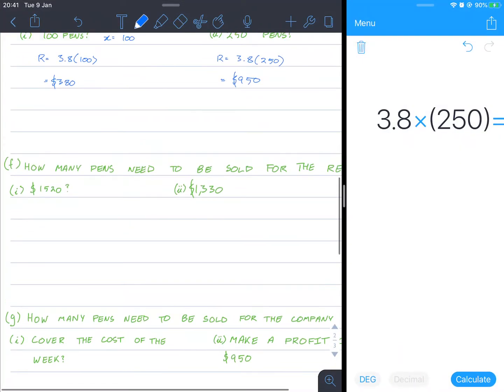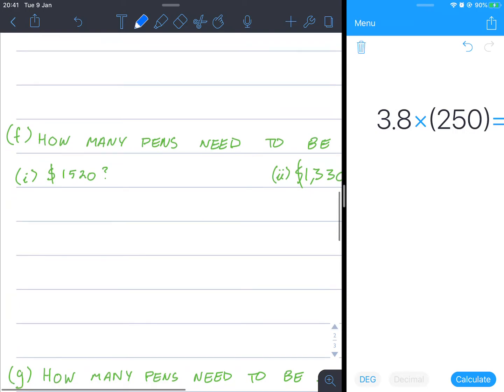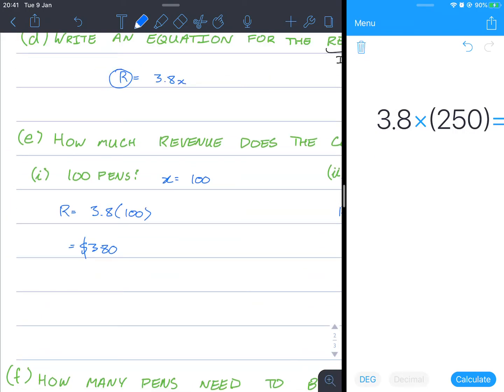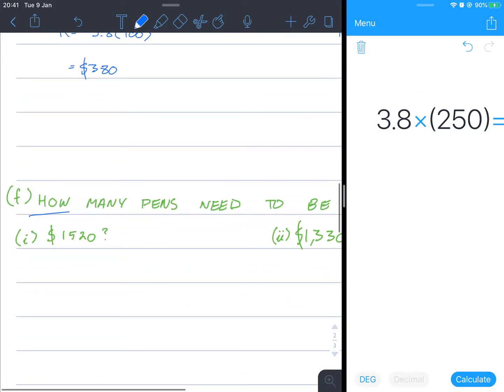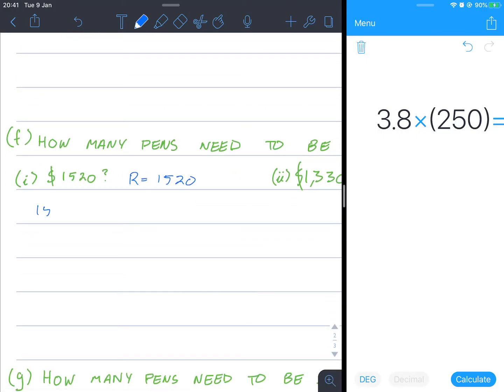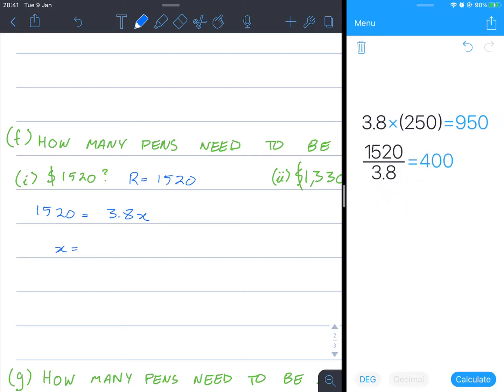This next set of questions is how many pens need to be sold for the revenue of 1520? Now in this case, they're giving us what the revenue is. We need to find what X is. It says here again, how many pens. So in this case, they're saying revenue is 1520. And now we need to solve for X. So it's 1520 equals $3.80X. Well, X is just a matter of dividing. 1520 divided by $3.80. It's 400 pens.